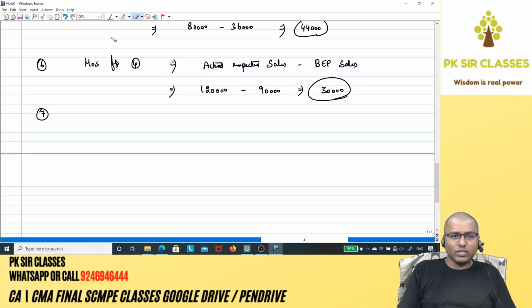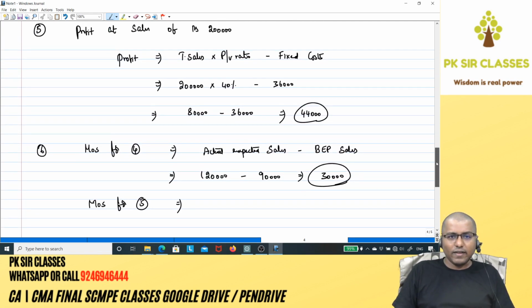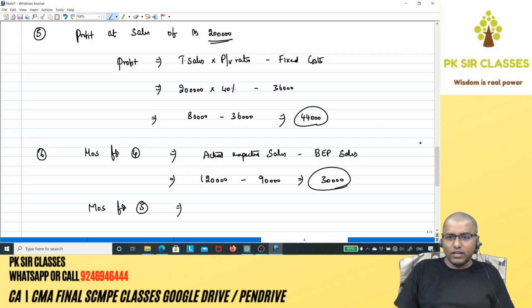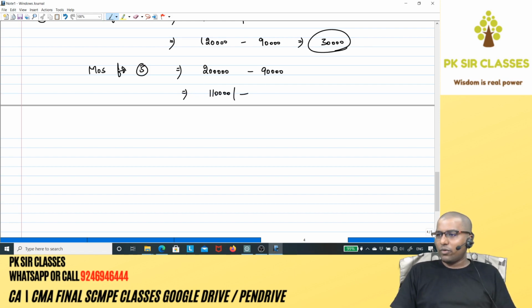Next, not the seventh one, but the same one, margin of safety for 5. So MOS for 5, that is what he has asked you in the question. Same stuff. What is your actual expected sales in 5? Total sales is 2 lakhs in 5. So 2 lakhs actual expected sales minus your BEP sales of 90,000, which will not change. That implies 1,10,000 is the answer. Very simple. Got the point, guys? That's it.